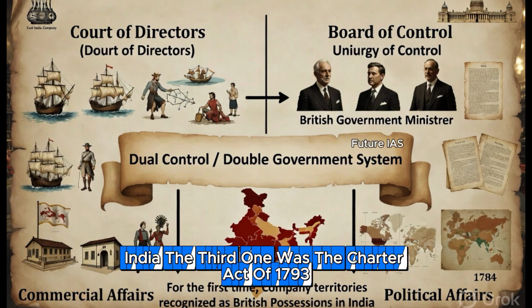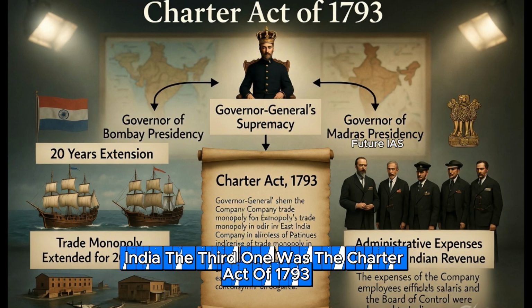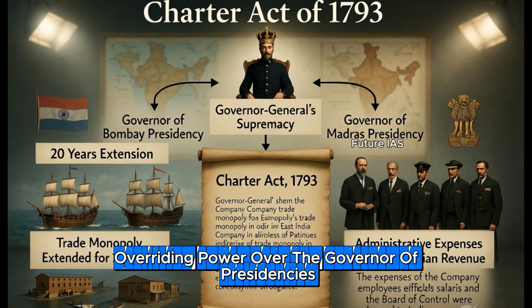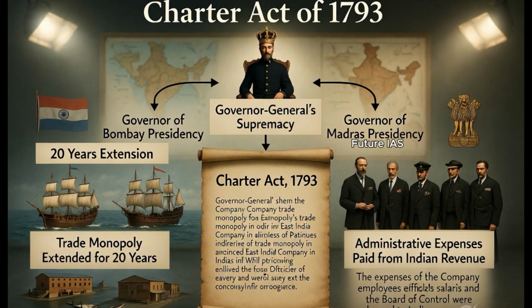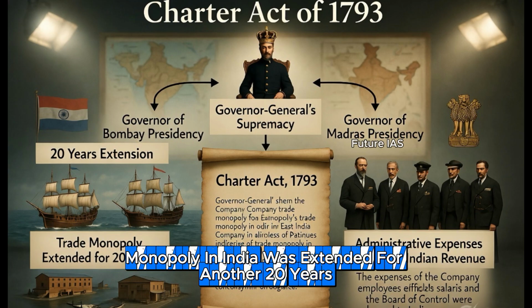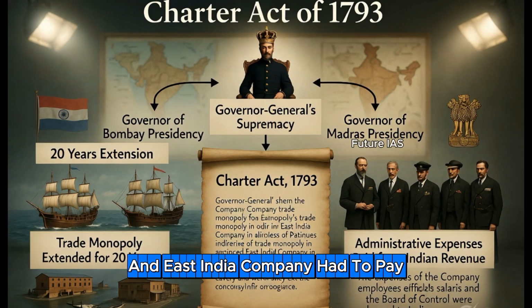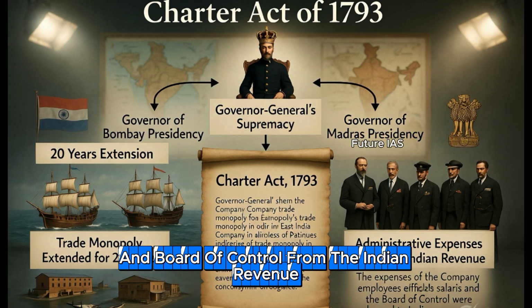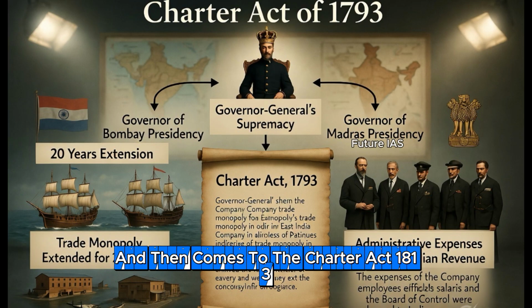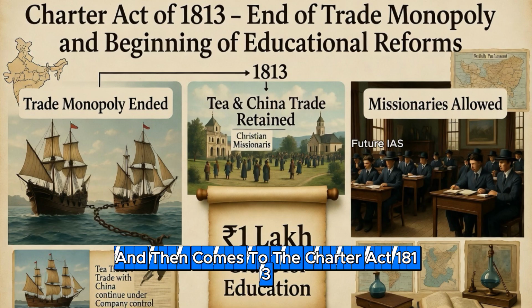The third one was the Charter Act of 1793, and in that the Governor General was given overriding power over the Governors of the Presidencies, and the company's trade monopoly in India was extended for another 20 years. The East India Company had to pay its employees and the Board of Control from the Indian revenue. And then comes the Charter Act of 1813.